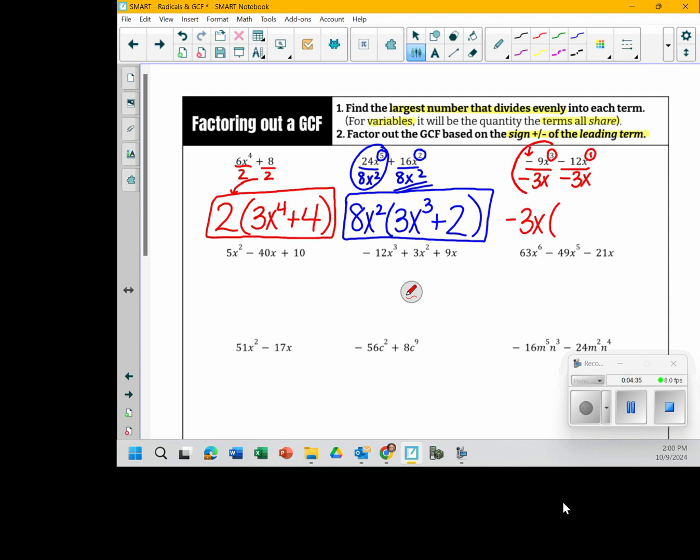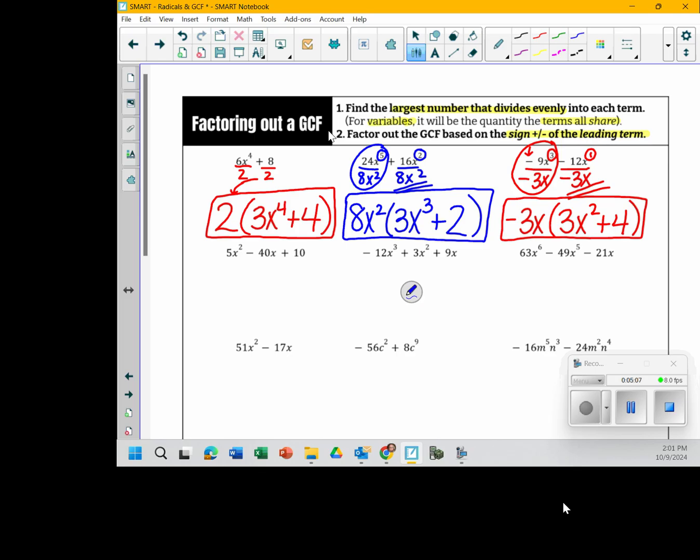When I go to divide my first term, negative 9 divided by negative 3 is 3. X cubed, bringing an x out, leaves me with an x squared. For this back group, negative 12 divided by negative 3 is positive 4. And the only x already came out front. If you're ever unsure, you can always redistribute to check that you get your original problem.